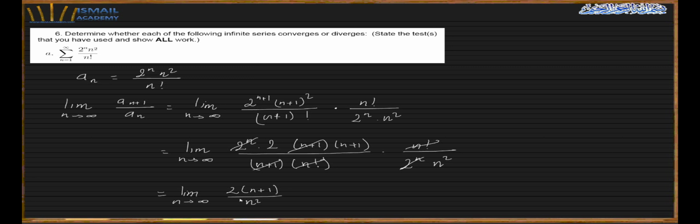So when you have the limit of a rational function and the degree of the denominator is greater than the degree of the numerator, always the limit is 0 when the variable goes to infinity, all the time. So the answer here is 0, and this is less than 1, which means that the series converges.